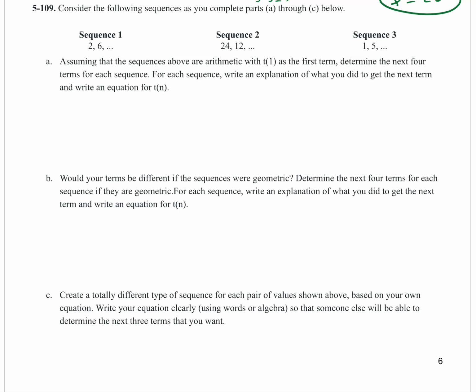Here's our 3 sequences to consider as you complete the parts below. Alright, let's assume that each sequence above is arithmetic with t of 1 as the first term. So this is t of 1. Determine the next 4 terms of the sequence. For each sequence, write an explanation of what you did to get the next term, and write an equation for t of n. So this is actually quite a bit of work. I think what I'll do is I'll just do one sequence for A, B.